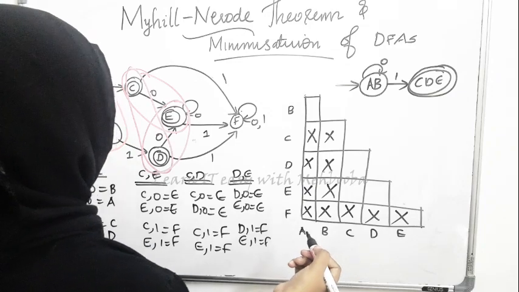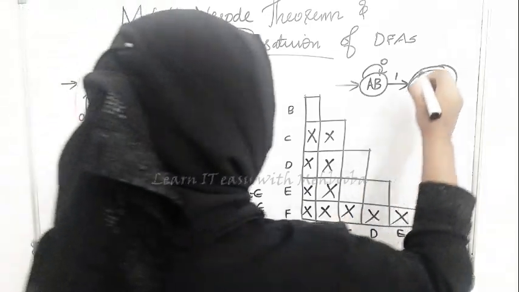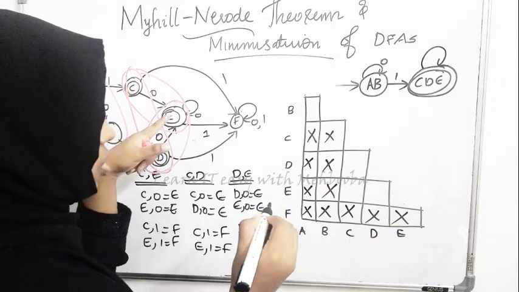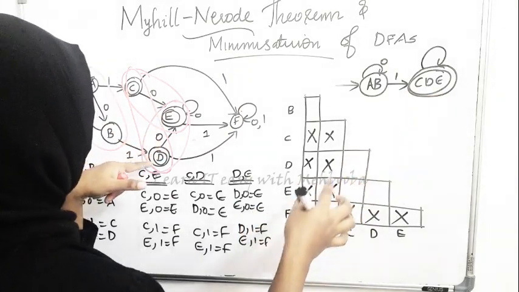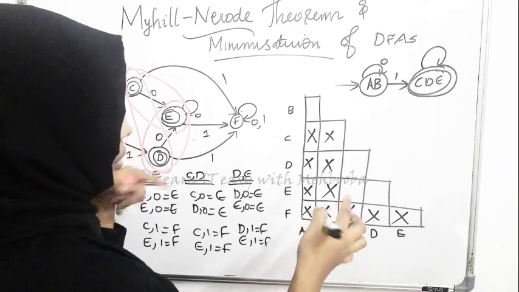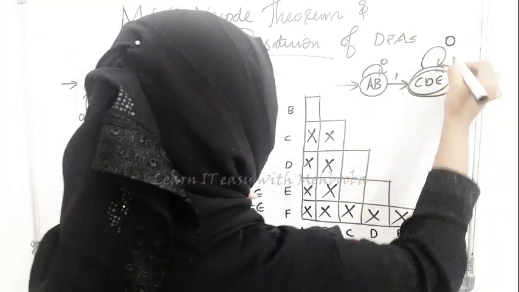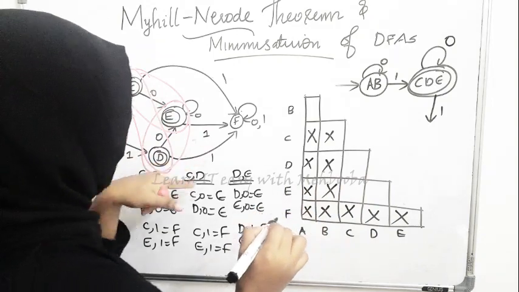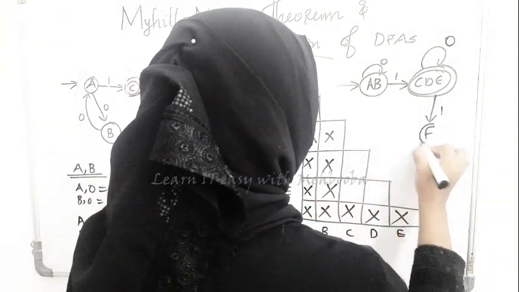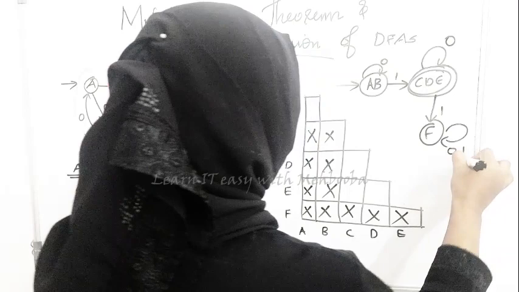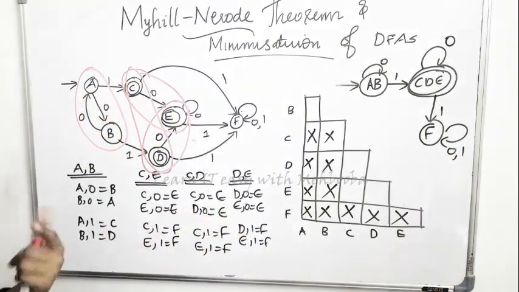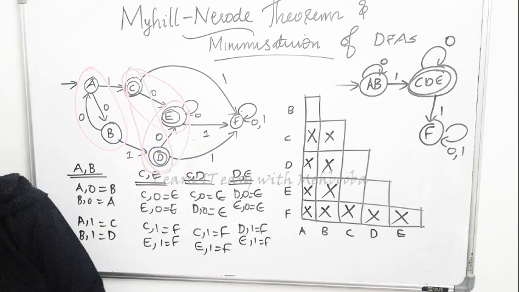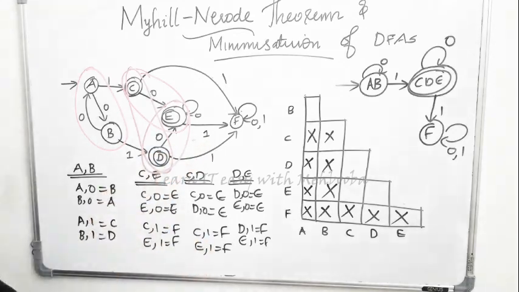Now on C, D, E, when 0 comes, you are staying inside. When 0 comes in C, you are going to E. When 0 comes in E, you are staying at E. When 0 comes in D, you are going to E. So you stay inside. When 1 comes, all of them go to F. In F, if 0 or 1 comes, you stay in F itself. So this is the equivalent minimized DFA for this particular question.